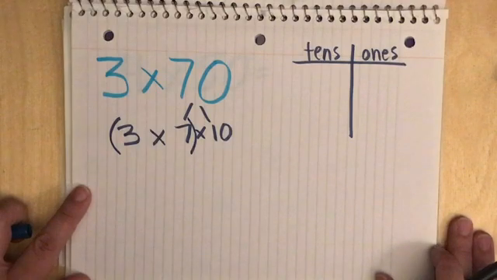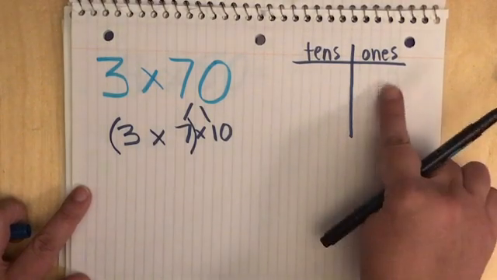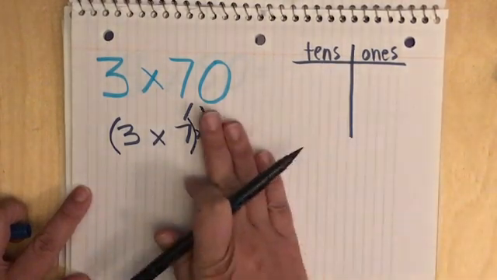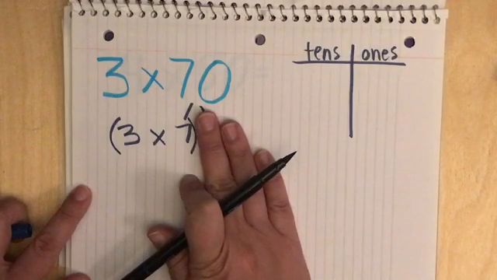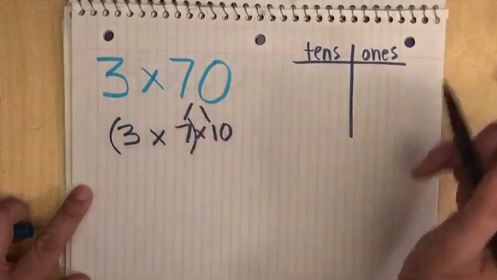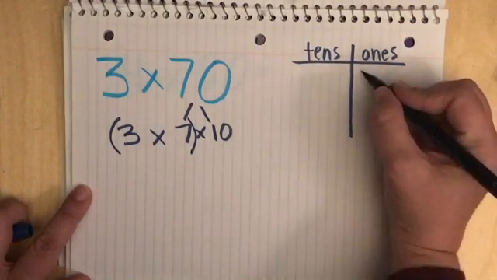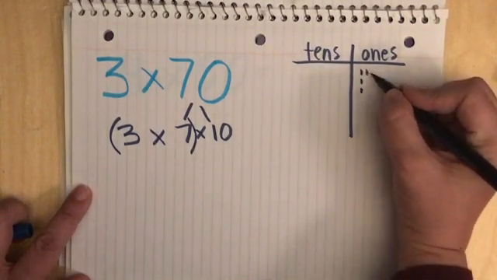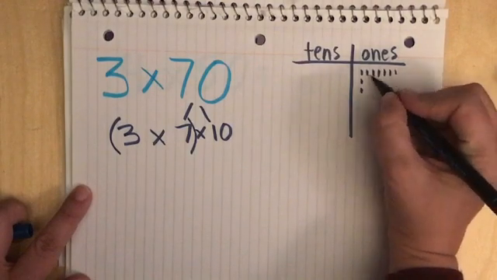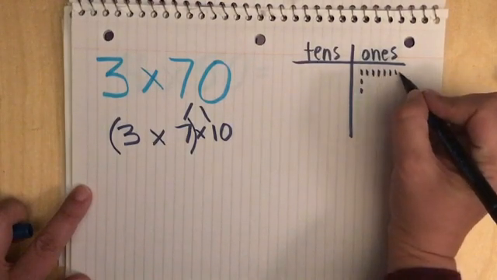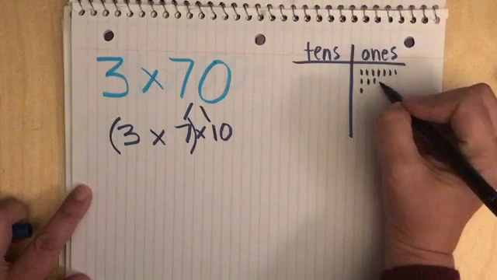Now I want you to show 3 times 7 on your place value chart. Now be careful because we're not in the tens place yet, we're just in the ones. So we're going to do our 3 rows of 7 over here. Go ahead and do it with me. So 1, 2, 3, 4, 5, 6, 7. I always double check.